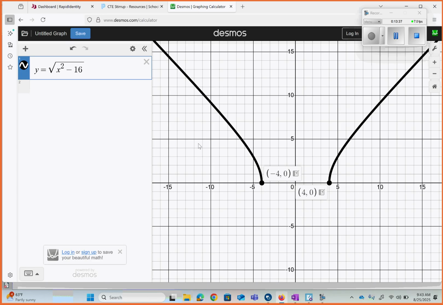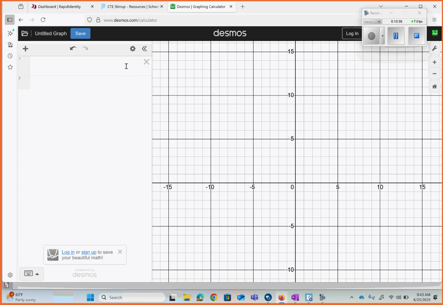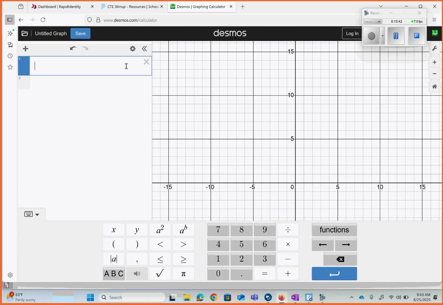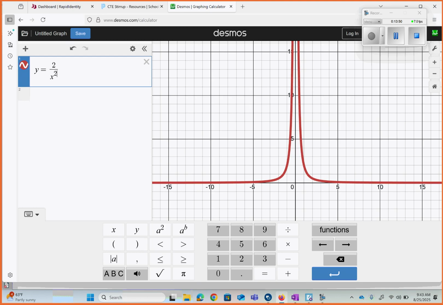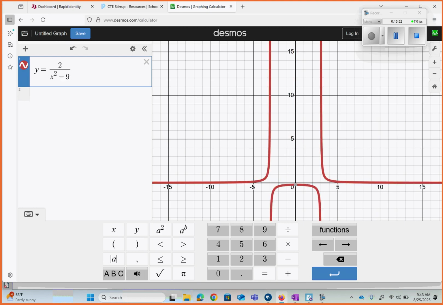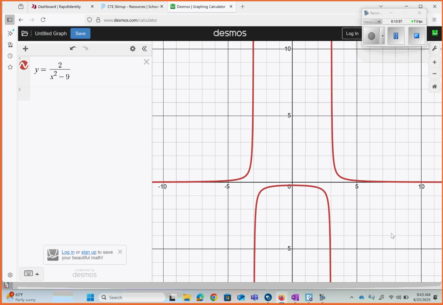And then letter E, y equals 2 over x squared minus 9. Look at that hot mess.